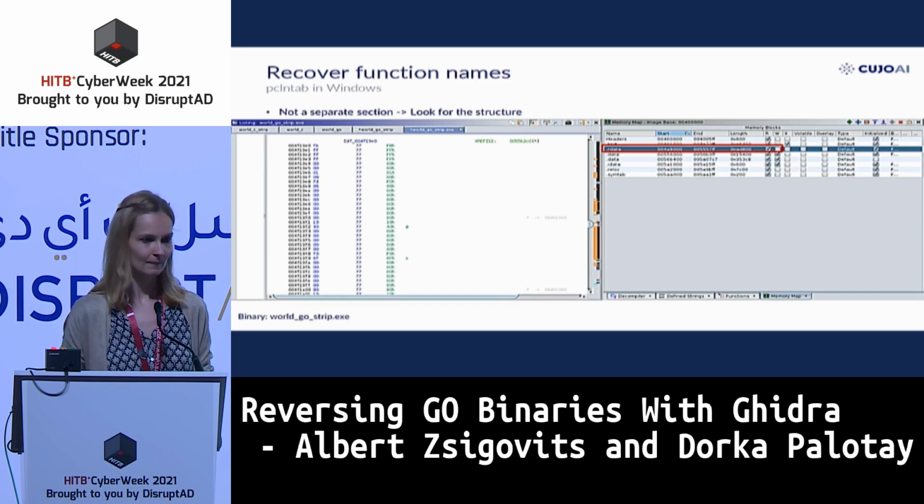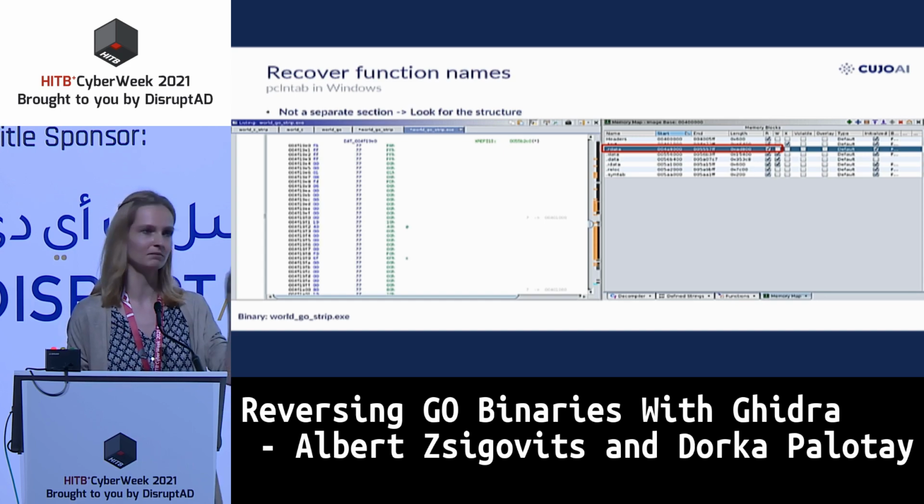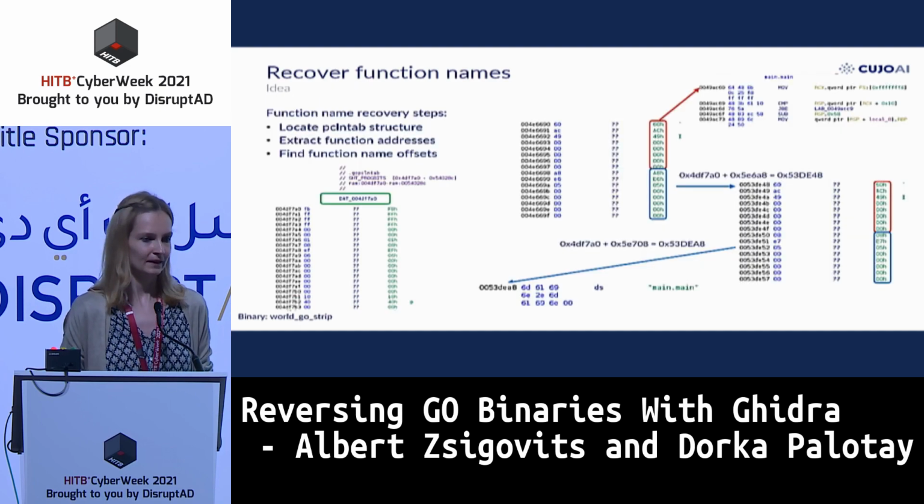And here, one side note: during our research we were focusing on Linux, but for Windows there is no specific section called Go PCLN tab. In our script we are looking for that section, but in Windows this structure is still there, so what you need to do is look for those magic values and all the bytes that are following, so that's not much more difficult than in the case of Linux.